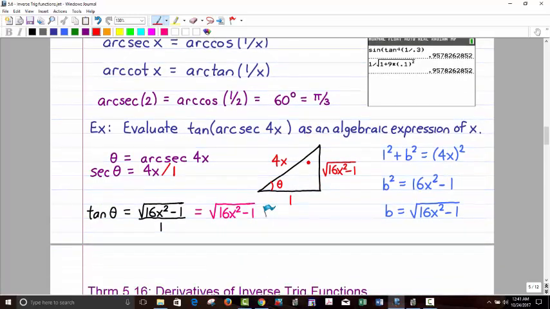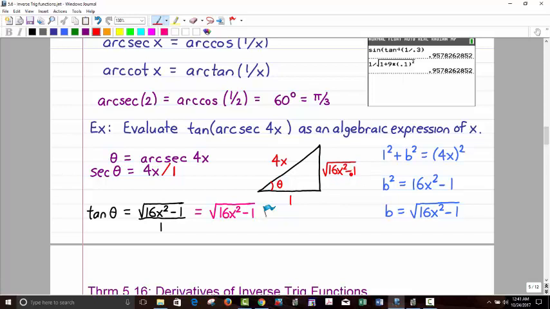All right, here's another one: tan of arc sec of 4x. I let theta equal arc sec 4x. That means sec theta equals 4x over 1. Like I did in the last problem, you put it over 1 here. Secant is hypotenuse over adjacent, so you use the Pythagorean theorem to get the other side. That's going to be the square root of 16x squared minus 1.